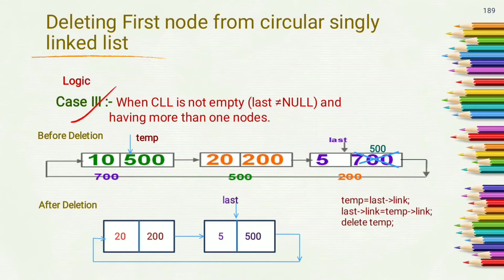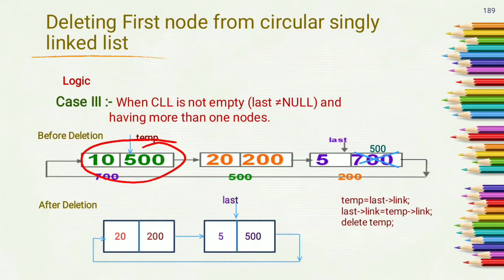Case 3 is when circular singly linked list is not empty, that means value of last is not equal to null and it has more than one node. So before deletion we have a circular singly linked list containing 3 nodes and we want to delete this first node from this circular linked list.